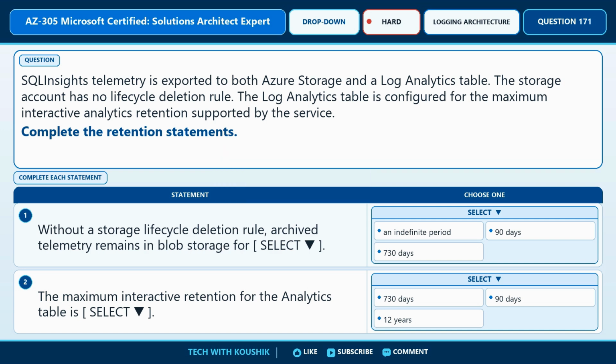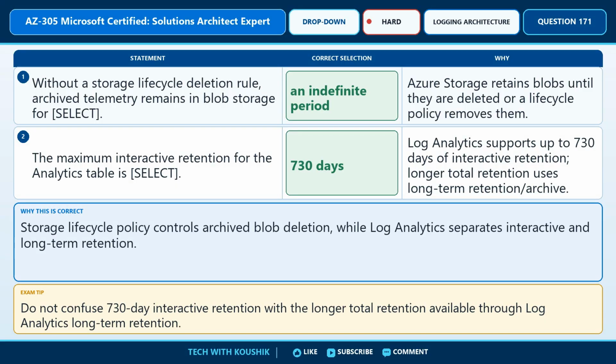Statement 1 should be completed with an indefinite period. Azure Storage retains blobs until they are deleted or a lifecycle policy removes them. Statement 2 should be completed with 730 days. Log Analytics supports up to 730 days of interactive retention. Longer total retention uses long-term retention/archive. The key takeaway is do not confuse 730-day interactive retention with the longer total retention available through Log Analytics long-term retention.